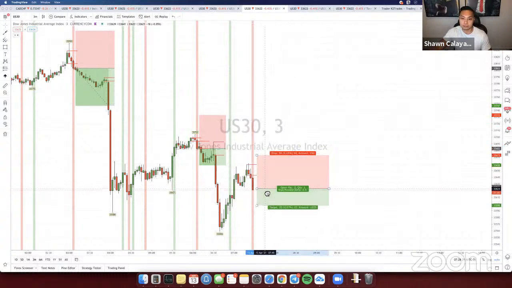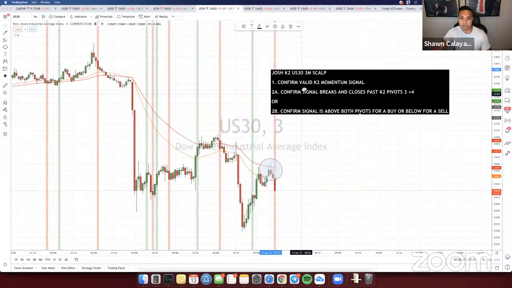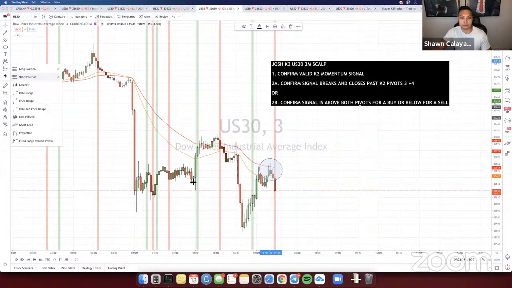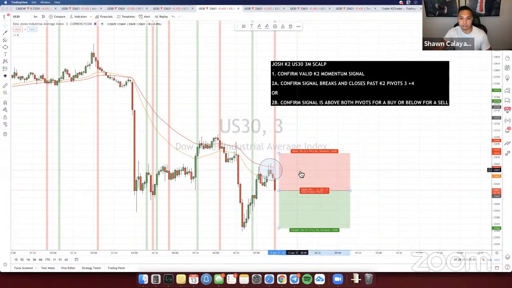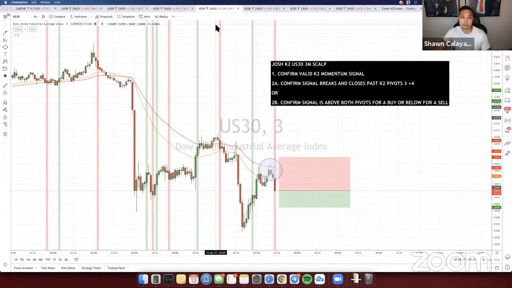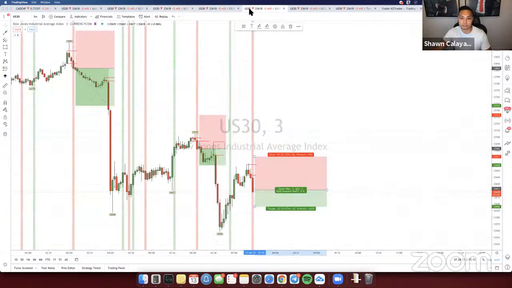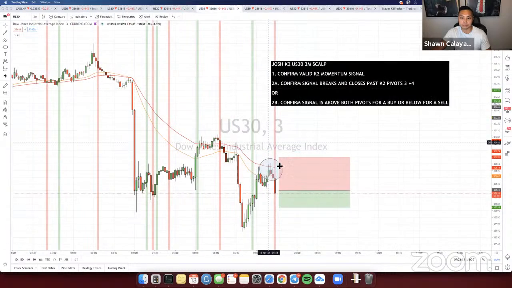Perfect. Yeah, so it's perfect. It's rejecting off the pivot right here, like I was mentioning. So this is gonna fall for Josh's 3-minute strategy right here. Depending on which strategy you guys want to apply, they're pretty much the same entry. Oh, this is perfect. Okay, so if this closes right here, I'm going to take it. So you can take it for Josh, and or you can take it for the new entry over here as well.